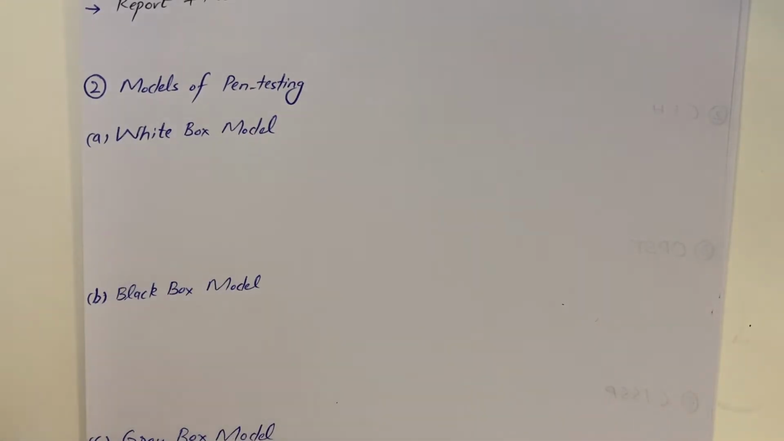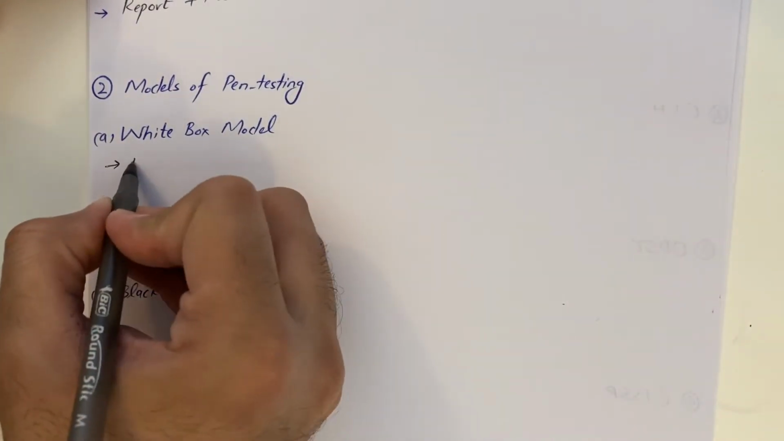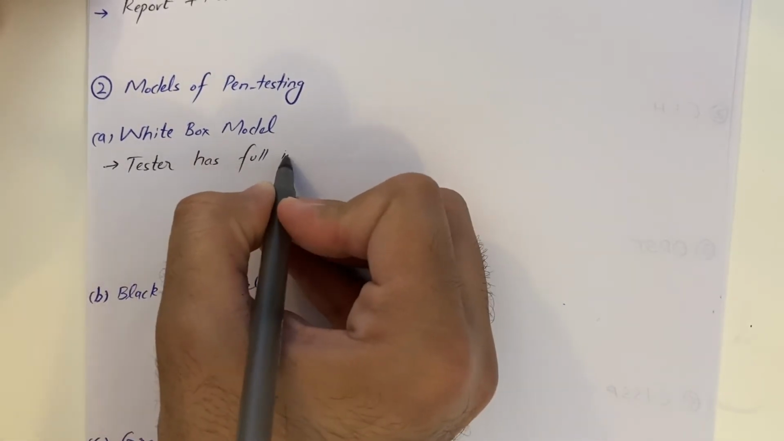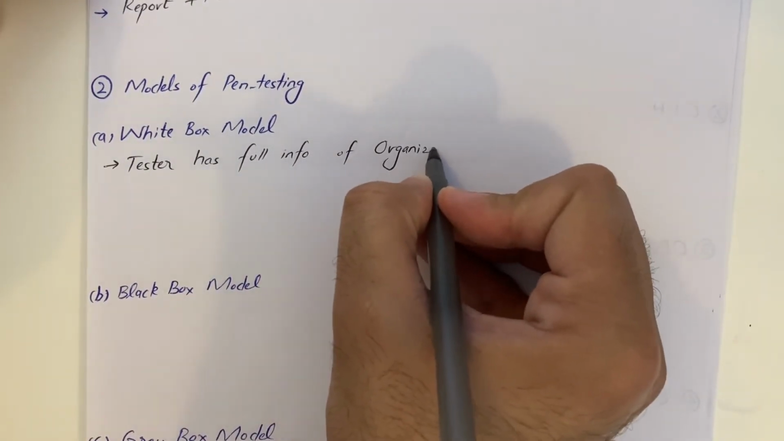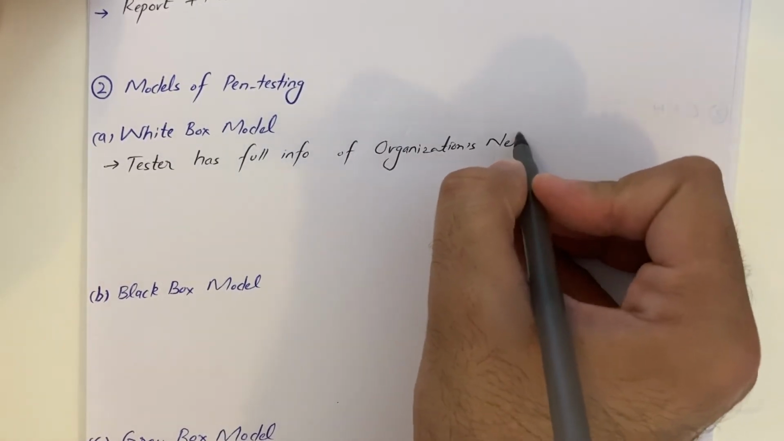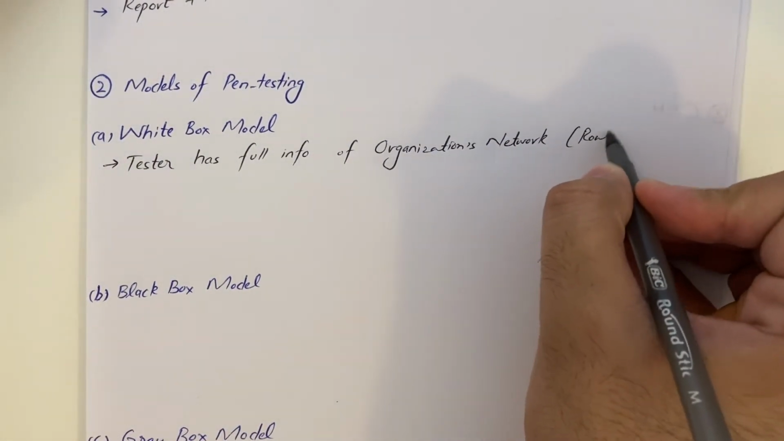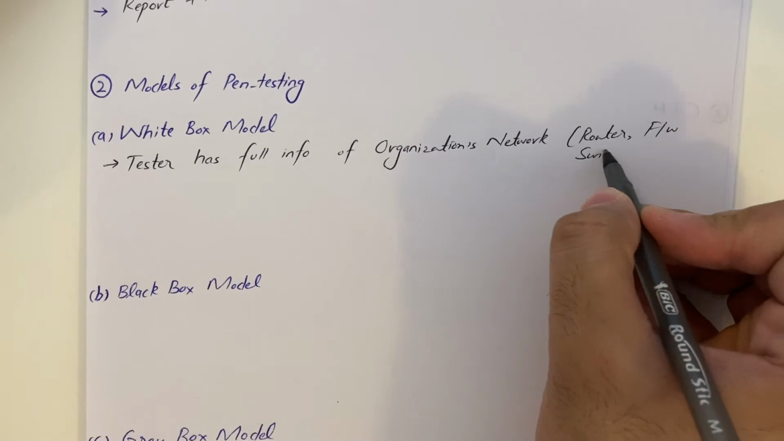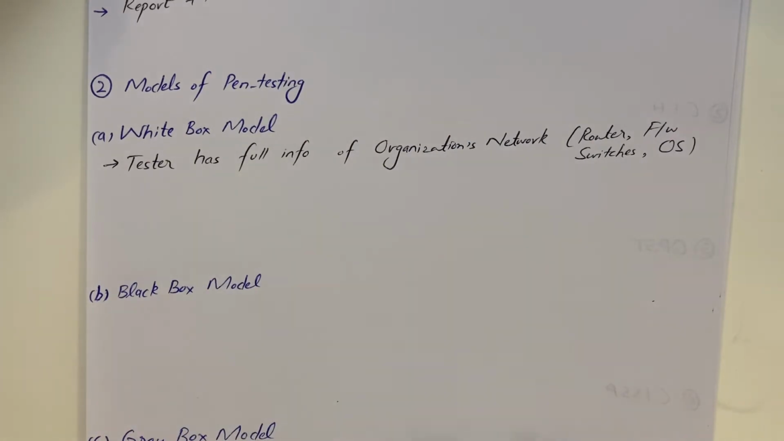They also know that pen testing is going on. So they know that pen testing is being conducted in the white box. So white box is basically, as mentioned, the pen tester has full information about the organization's network, for example the network diagram. They know the router, which kind of router is being used. They know the firewall, switches. They know the operating system running on the computers, antivirus details. They know each and everything.